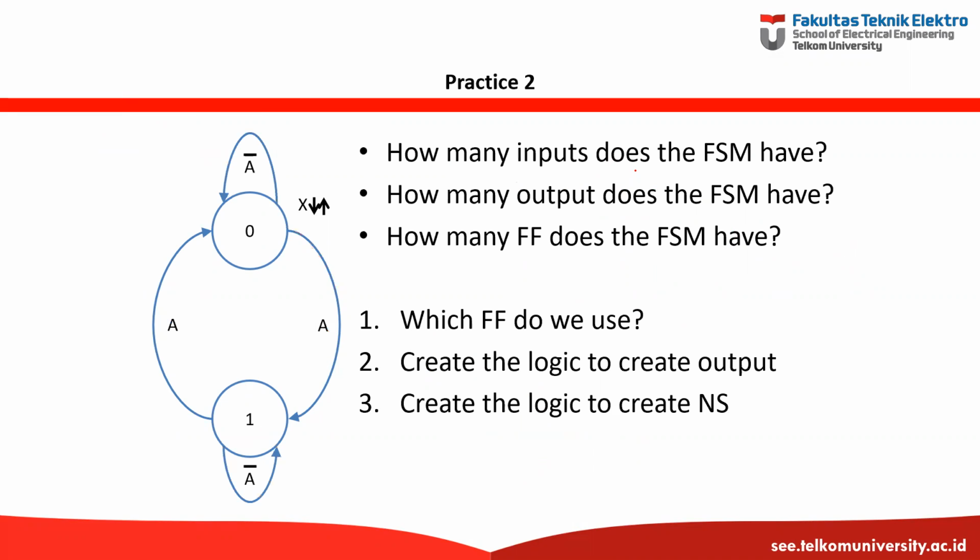Okay. Now, this is problem number 2. You can easily create the solution from here. How many inputs? Right now, we have a variable that will change the state from 0 to 1 or 1 to 0 or 1 to 1 or 0 to 1, which is, in this case, the input is A. The variable is A. So how many inputs? 1, which is A. How many outputs? 1, which is X. And how many flip-flops? 1, because there is only one state variable inside the state.